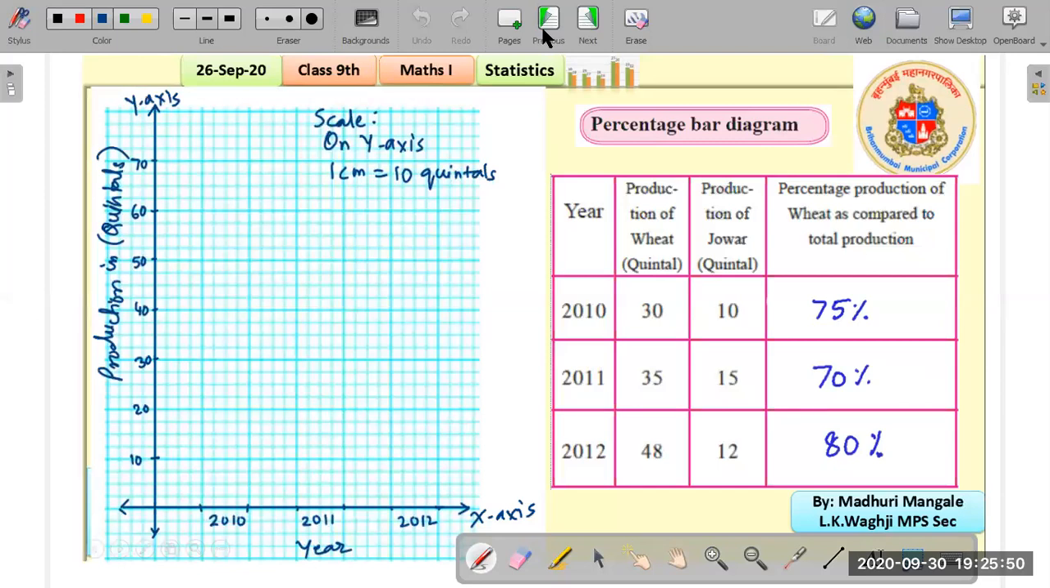There we go. So the first step, you should start with numbering the axis, then labeling it. Year goes on the x-axis, production in quintal goes on the y-axis. We need to write the scale, right, students? And then we need to write the pattern. What pattern we use for wheat and what for jawar, like that.